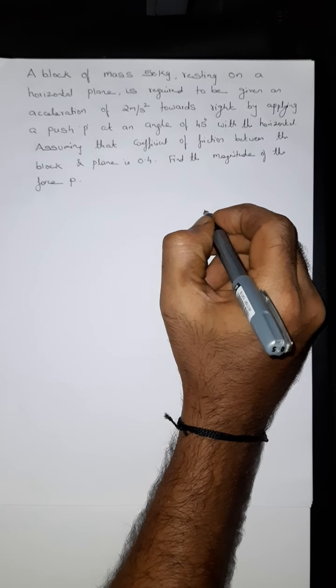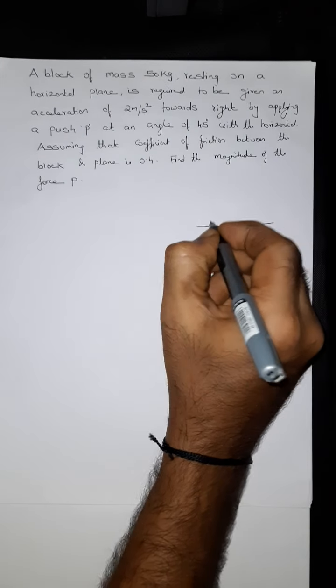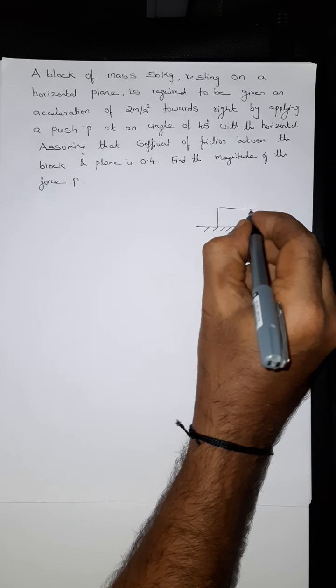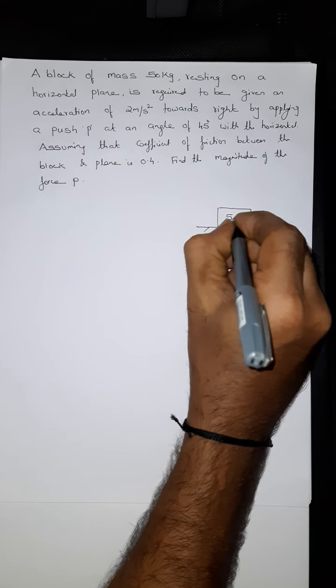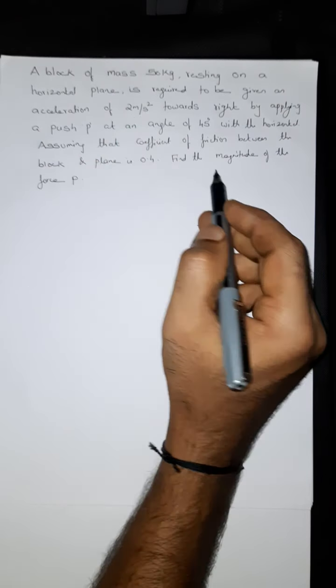So let me just draw the diagram. It's a horizontal plane, right? So it's a horizontal plane. A block of mass 50 kg is required to give an acceleration of 2 meter per second square. Okay, fine.